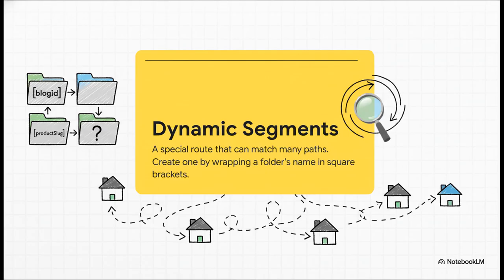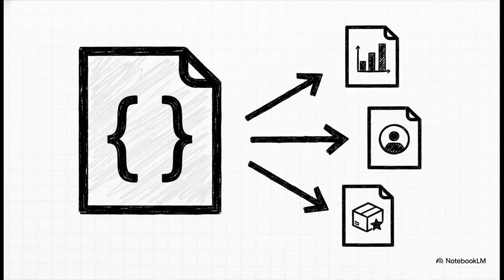Instead of a normal folder, you create one with its name wrapped in square brackets, something like [blogId] or [productSlug]. This special syntax creates a dynamic route. It's like a single template that can handle an infinite number of different pages. So this one single file inside that [blogId] folder acts as a blueprint.